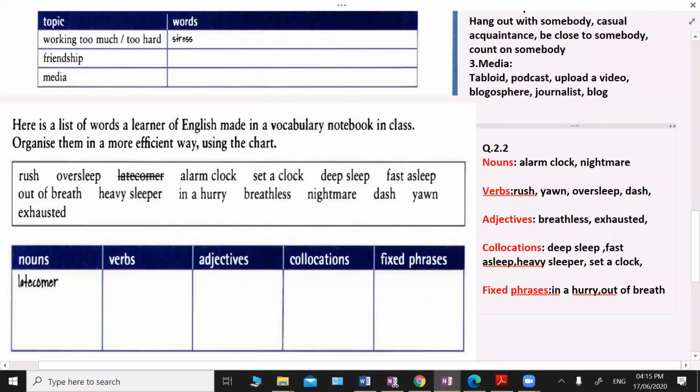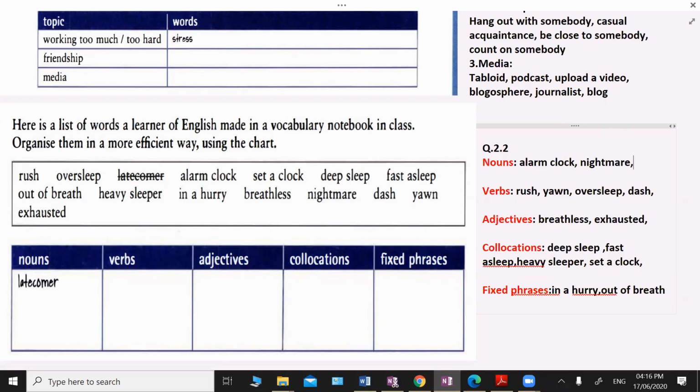Now I need one more thing. I want you to add one more noun, but not a very common noun, something like a strong one. Add one noun, one verb, one adjective, one collocation, and one fixed phrase to this list. Anyone can answer. You can type it in the chat box, or you can share the answer with me. Let's start with noun. I'm waiting for a noun.